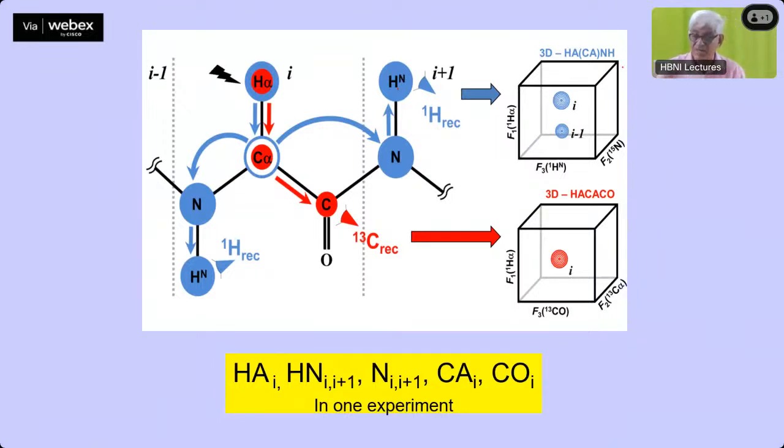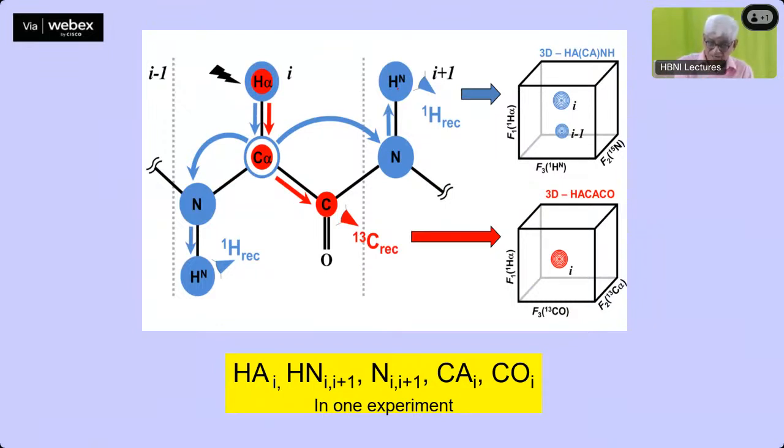And this experiment is labeled as 3D HACANH. Here the C alpha is not detected. H alpha is detected, amide is detected, and nitrogen is detected. And here H alpha is detected, C alpha is detected, and carbonyl is detected. You see, you label the C alpha in this path. In this path, you label the C alpha also. Therefore, you have only one peak here, which is of the residue I. Okay, so this experiment is called as HACACO.